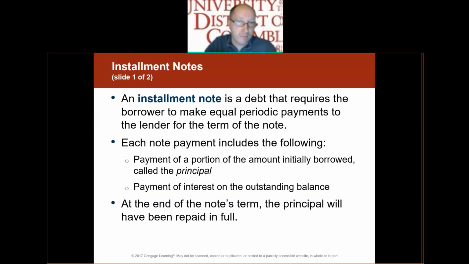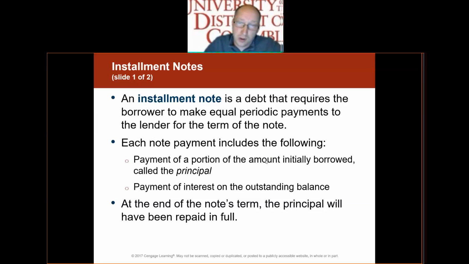Installment note, which we talked a little bit about earlier. An installment note is a debt that requires the borrower to make equal periodic payments to the lender for the term of the note, like your mortgage, like your car, that is over the life of the note, like your tuition, your student loan, right? Same concept.